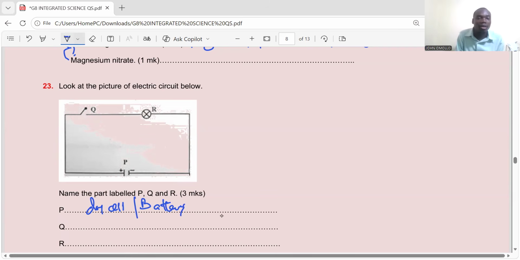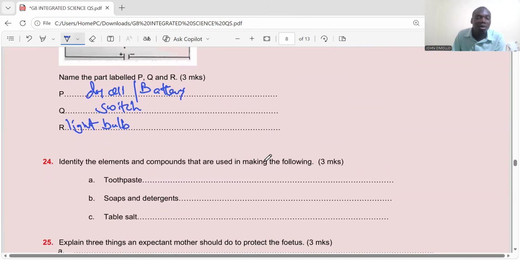Q is the switch. R is the bulb, the light bulb. That was a simple electric circuit. As simple as that.